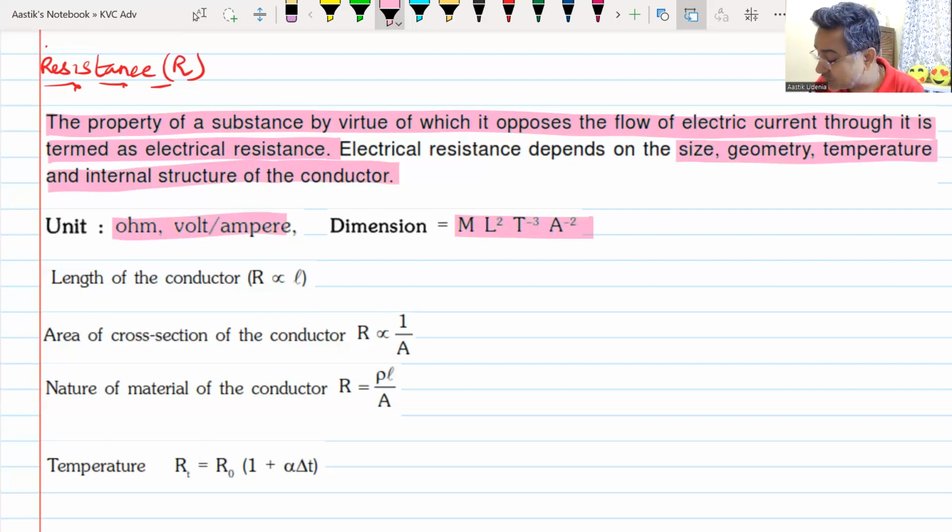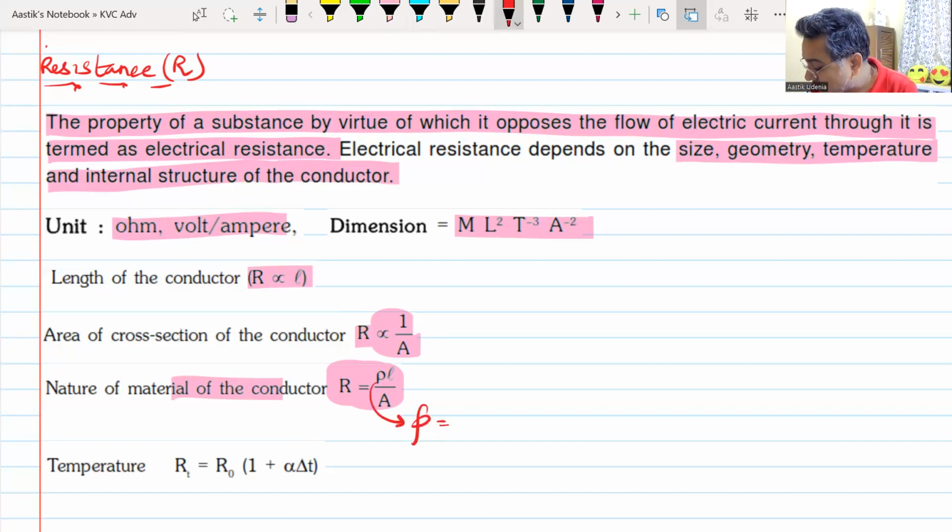It is directly proportional to the length. It is inversely proportional to the area. It depends on the material. So R becomes rho L by A, where rho is a constant. This rho is known as the resistivity of the conductor, or you can also call it specific resistance. It also depends on the temperature.